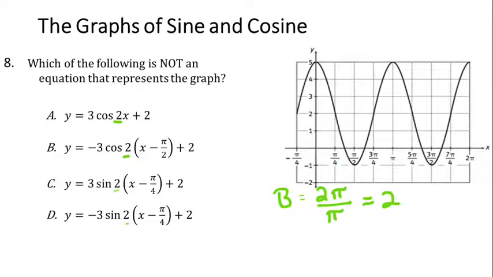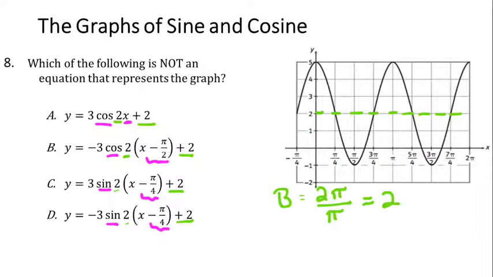So actually, if I look at them all, notice they all have a plus 2 on the end. So the main thing that's different here is the horizontal shift, and this one up here doesn't have one. And then we're looking at whether it's cosine or sine. So I'm going to start by just sketching that midline, just to give us a reference point to figure out if it's sine or cosine.